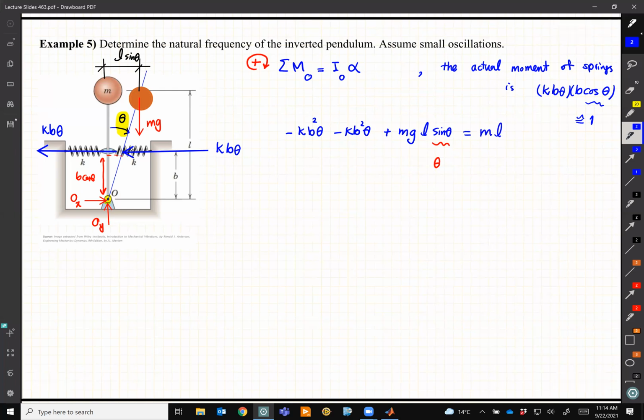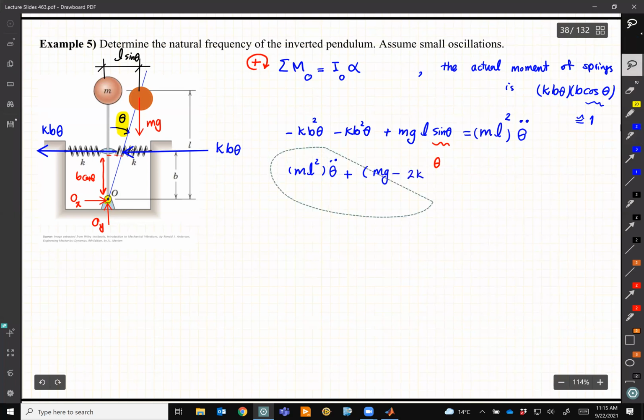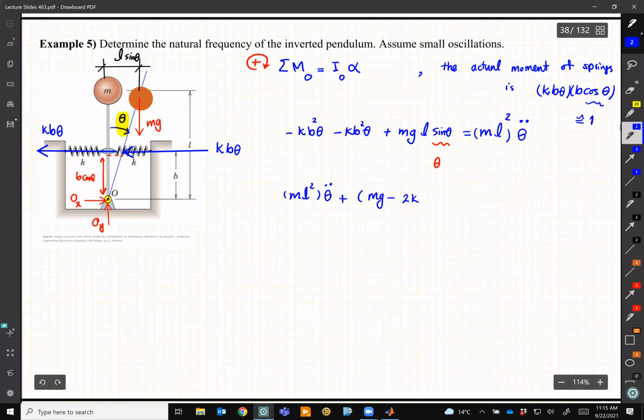The moment of inertia is just mass times the distance squared, and alpha for us, our variable is theta. So alpha here is theta double dot. Right? So angular acceleration is theta double dot. If I simplify this equation, I would get ml squared theta double dot plus mg minus 2k b squared theta equal to 0.